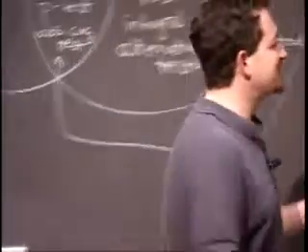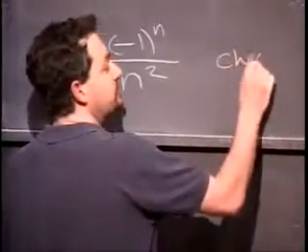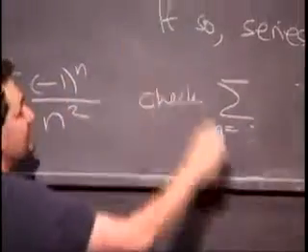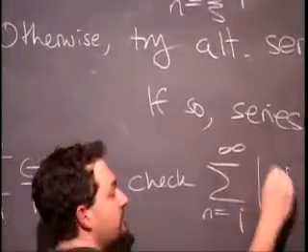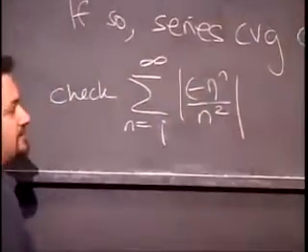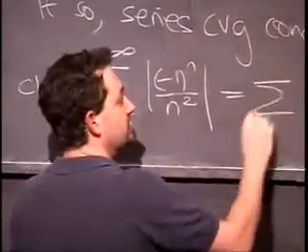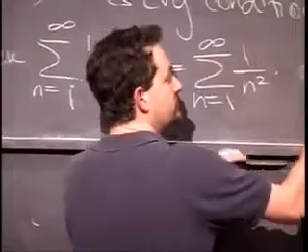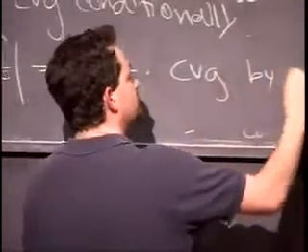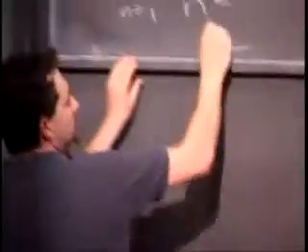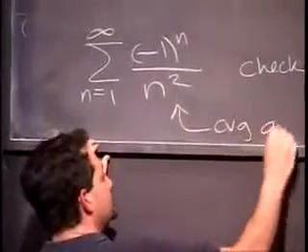The first thing to check is the absolute version. As I've said, first check the absolute version. If you do, you get the sum of just 1 over n squared, which converges by the p-test. So this converges absolutely.